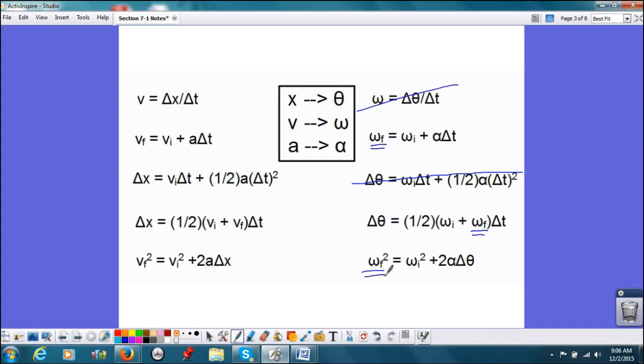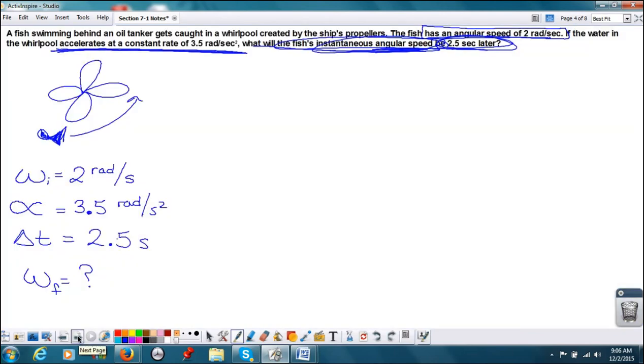Now we need to look for the other variables that we know. Well, we were given the initial speed. We were given an acceleration. We were given a time. So we can go ahead and use the second equation down. Okay, so the final rotational velocity is equal to the initial plus the angular acceleration times the change in time.